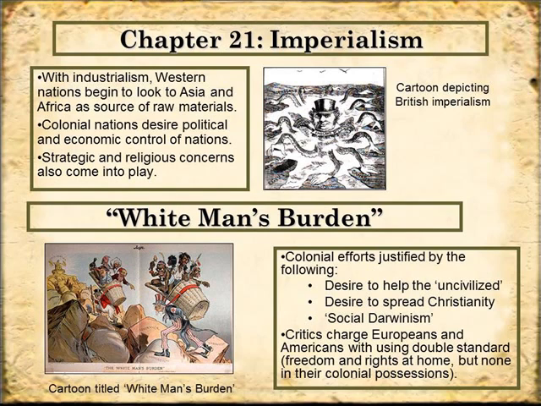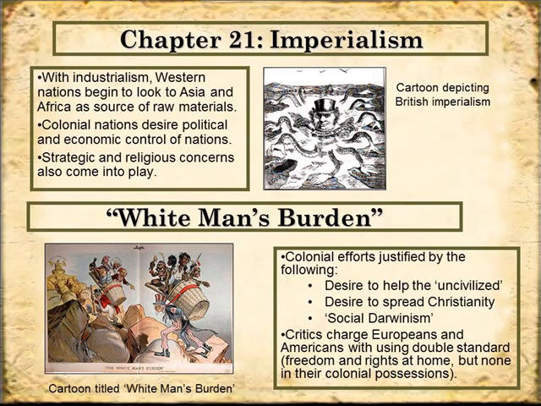Look at the cartoon to the right as I read. With industrialism, Western nations began to look to Asia and Africa as a source of raw materials. What are raw materials? Well, look at your candy bar, look at the ingredients, and when you look at those ingredients, where do they come from? Do they all come from Las Vegas? Is it assembled here in a plant? Of course not. What happens is that those raw materials are found in many different parts of the United States, or many different parts of the world.